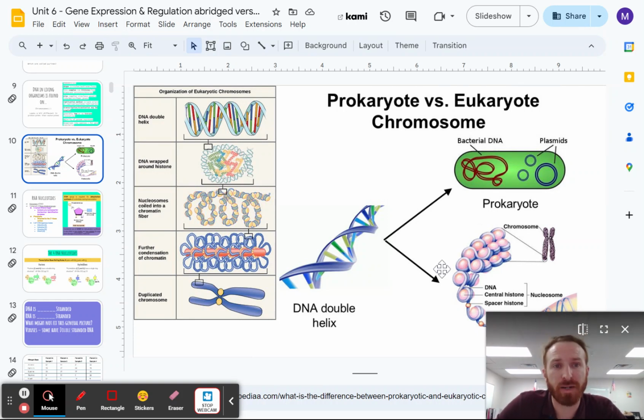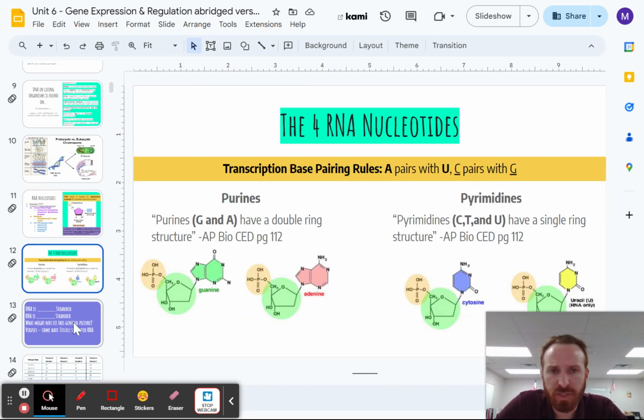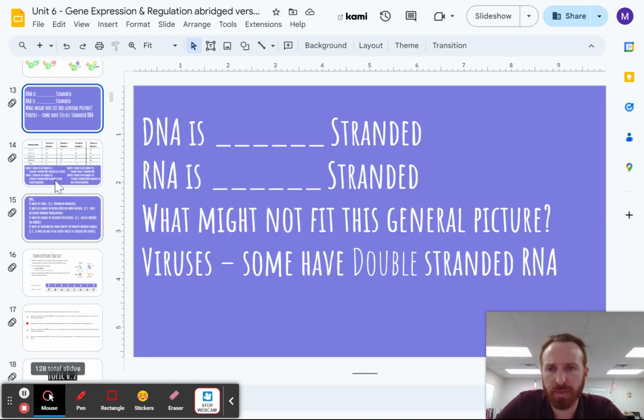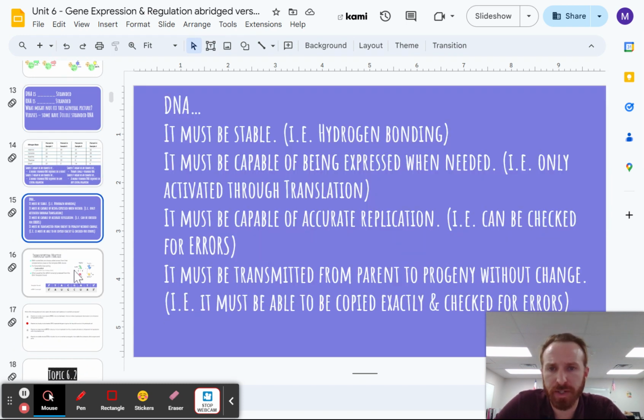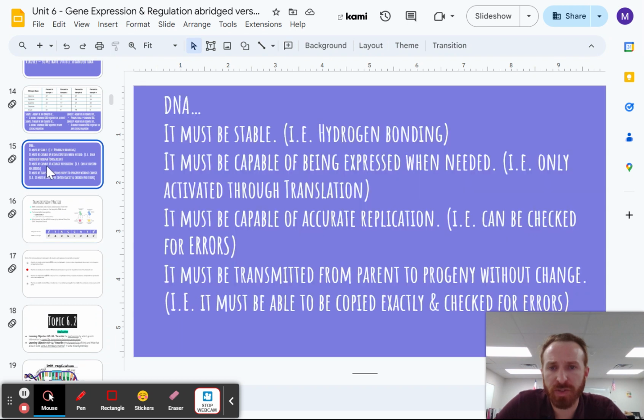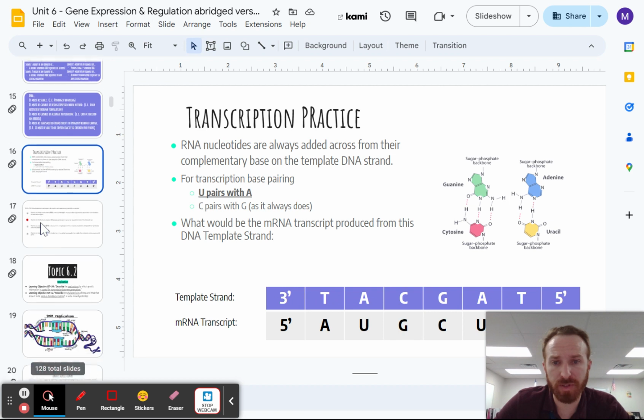If they are not tightly coiled, they can be expressed; if they are tightly coiled, they won't be expressed. Okay. Let's see what else. You already know DNA is double stranded, RNA single stranded. Stability is a big key thing, right? You want to have that stability to your strand, which is why you have a double strand for DNA. It's more stable. RNA is not as stable because it's single stranded.